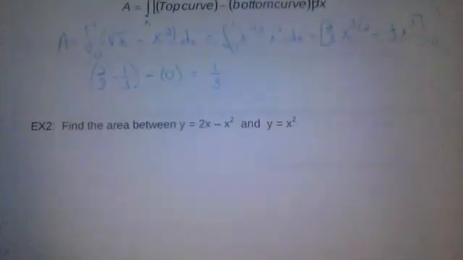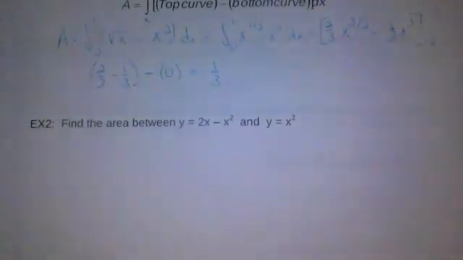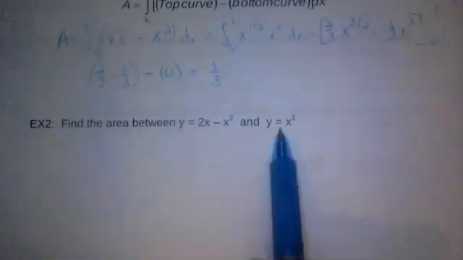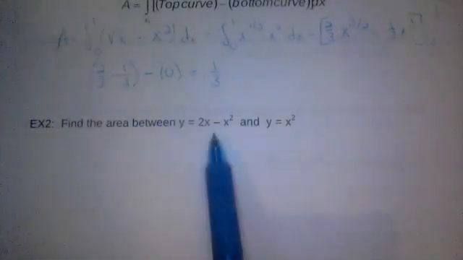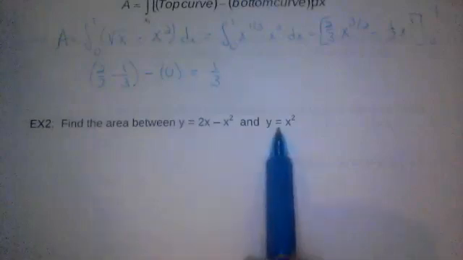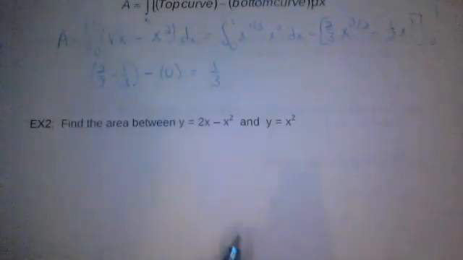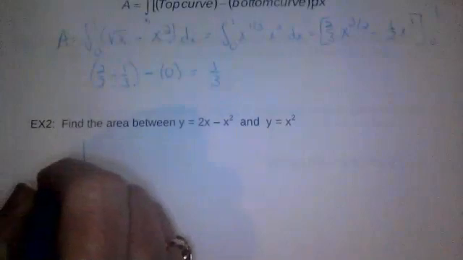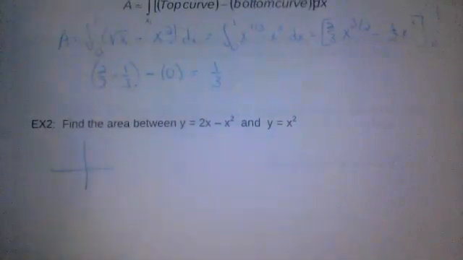Alright, for our next example, it wants us to find the area between these two curves, but it doesn't give us a diagram. So there are two ways for us to figure out which one of these curves is on the top and which one's on the bottom, because the top one always has to come first. So what we could do is make a sketch. So this is option 1, make a sketch.